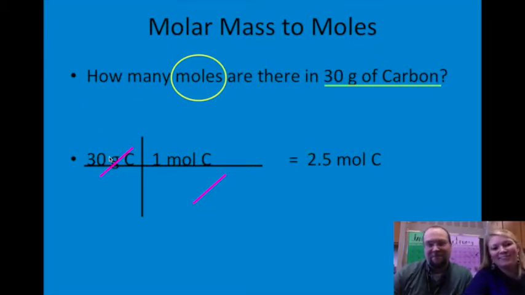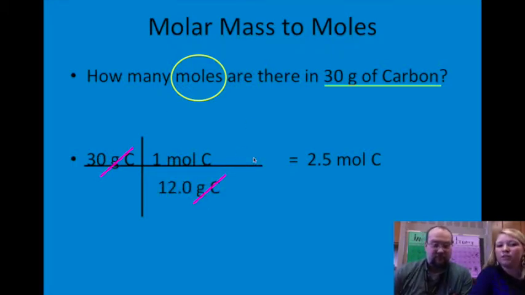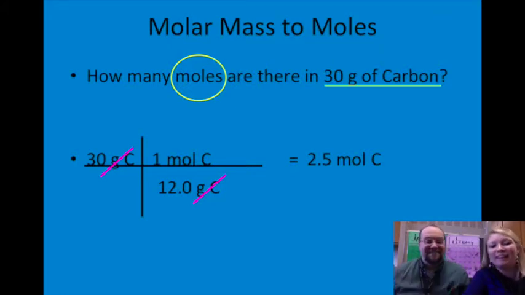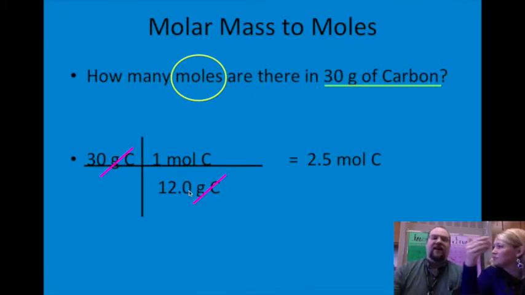Okay, 30 grams of carbon is what we're going to start with. And I'm going to put my conversion of 12 grams of carbon on the bottom because for every 1 mole of carbon, where can I find this number, Mr. Wood? You could find this number off the periodic table because it is the same as the molar mass on the periodic table.